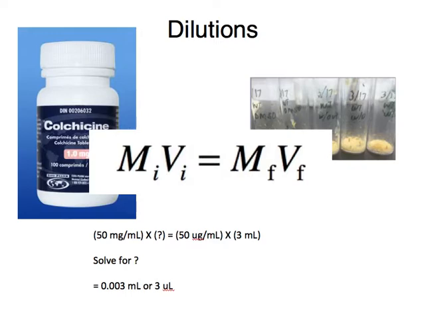So we use colchicine as a positive control. Colchicine is a very old chemotherapy that's extremely toxic. It's derived from the crocus plant. And we can do the exact same thing. We can fill in the numbers.